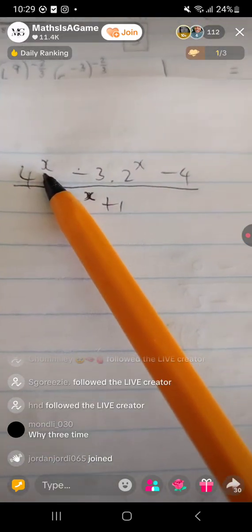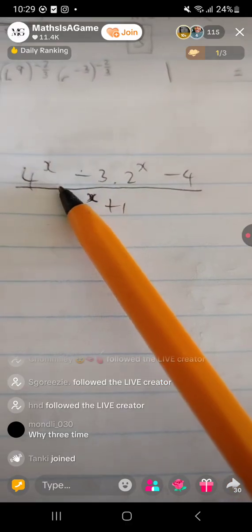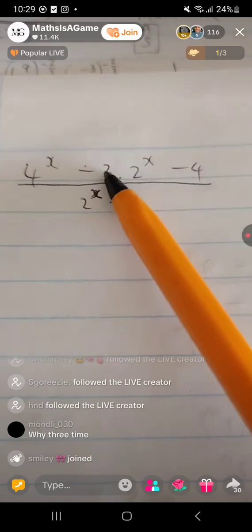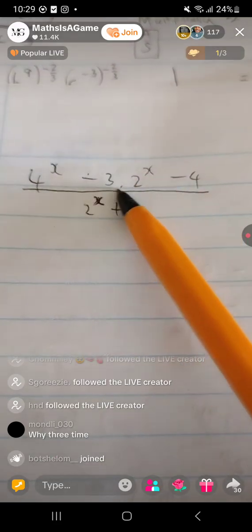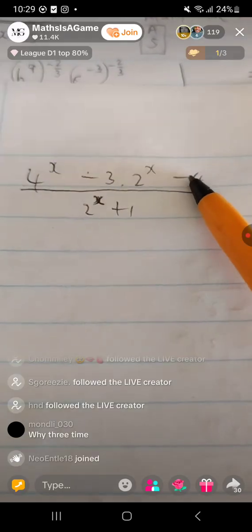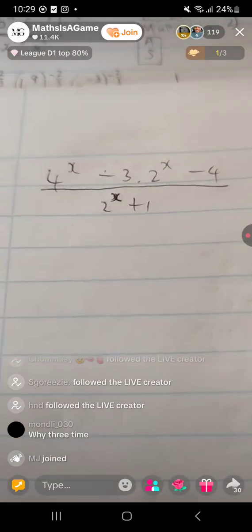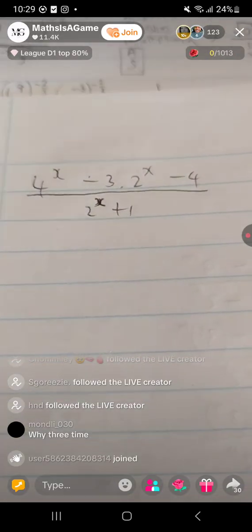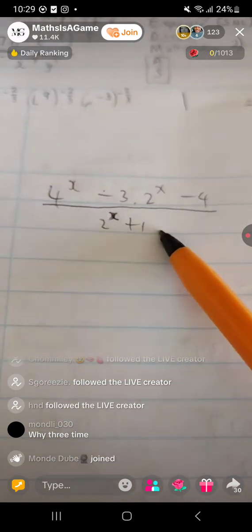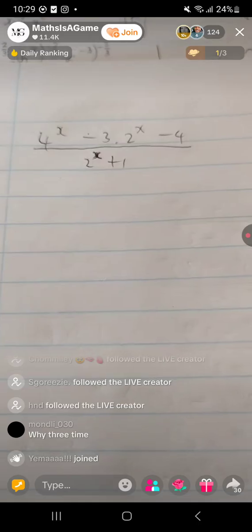So 4 to the power x, this is a minus sign that separates 4 to the power x and this term. This is 3 times 2 to the power x, that's one term, because multiplication combines terms. This is another minus sign, this is the third term. Okay, then in the denominator, how many terms? 2 to the power x, this is plus 1, there are 2 terms in the denominator.